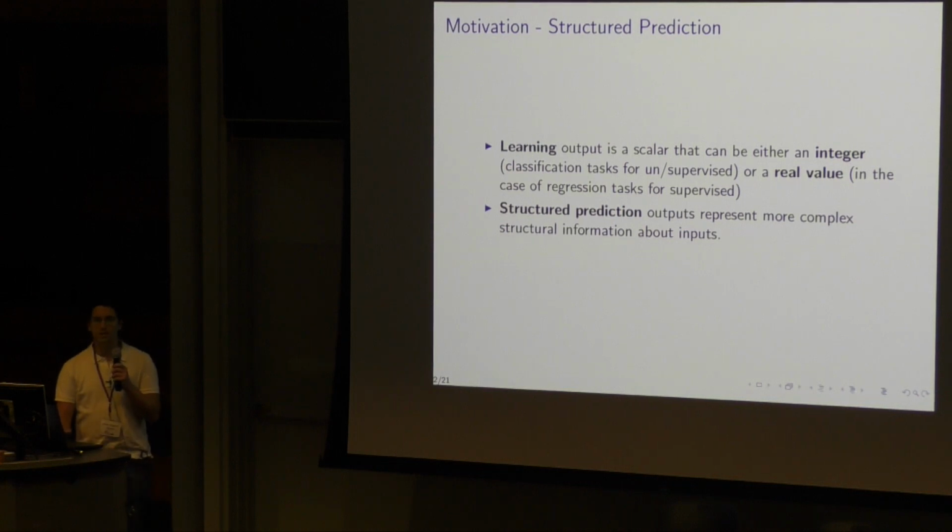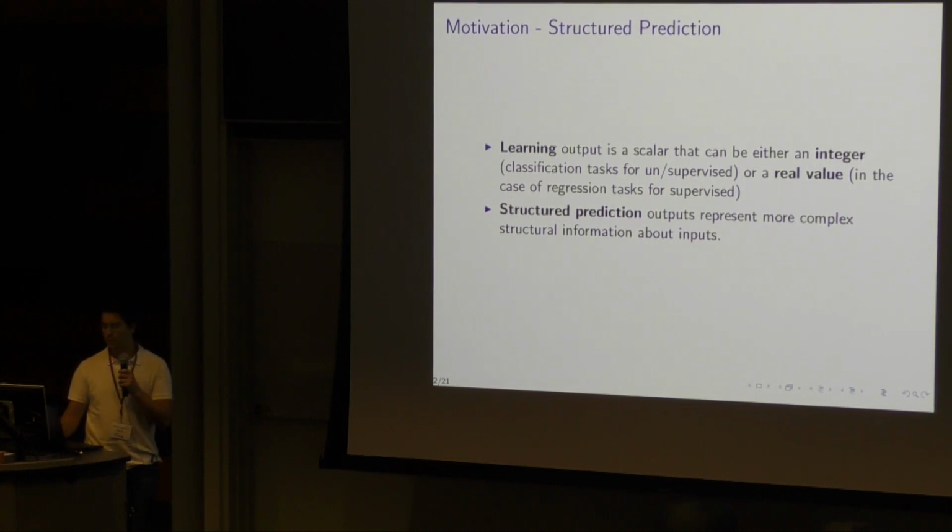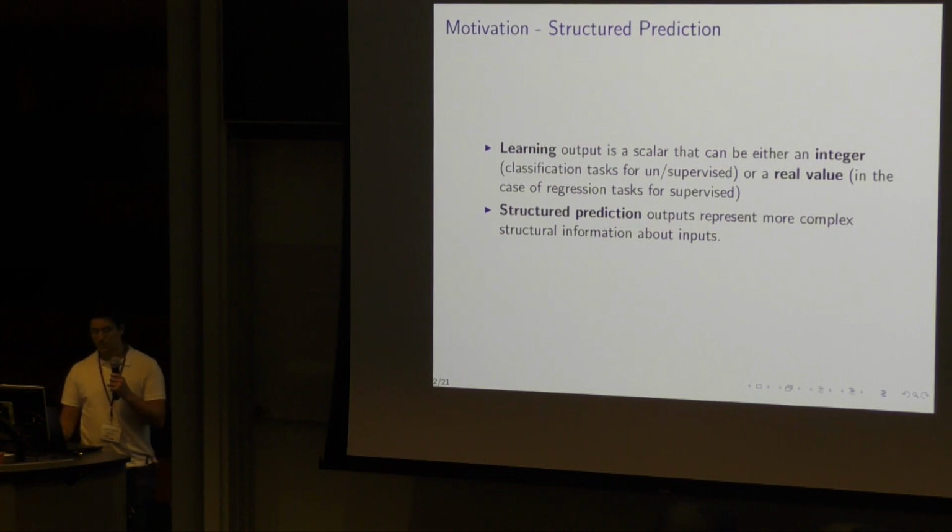To start, in the learning setting, what we expect is to get some kind of output that is an integer value for classification, or maybe some kind of real value in the case of regression tasks. But what is the hot topic now is how can we get some more informational output? How can we get more complex structural information from inputs into outputs? This is what we call structure prediction.